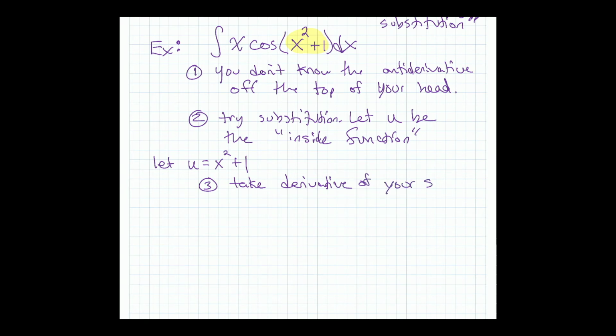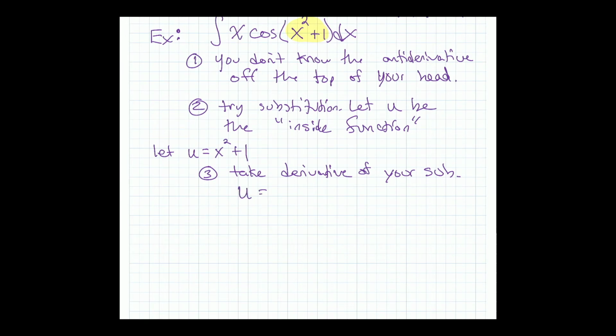I'm just going to say your substitution. Okay? So I have u equals x squared plus 1. I'm going to write this middle step here. du/dx equals, and then you need the derivative of x squared plus 1. So the derivative of x squared plus 1 is 2x.